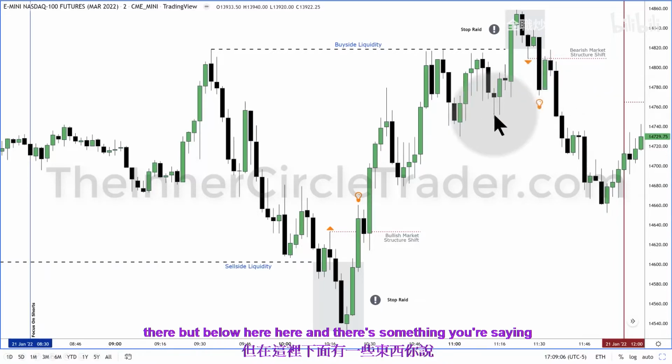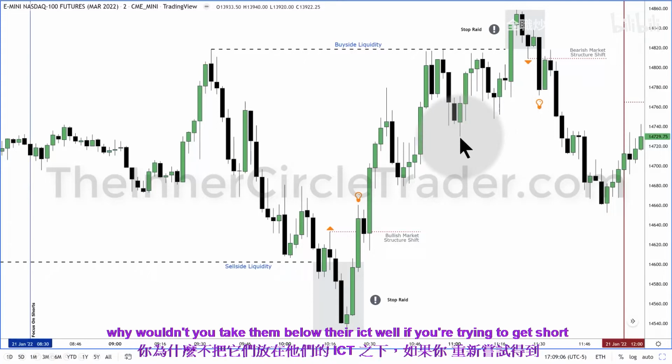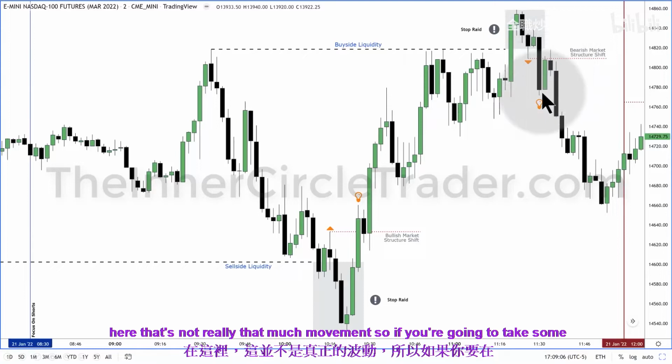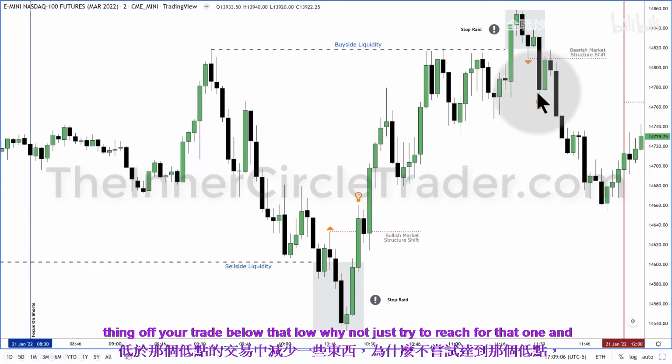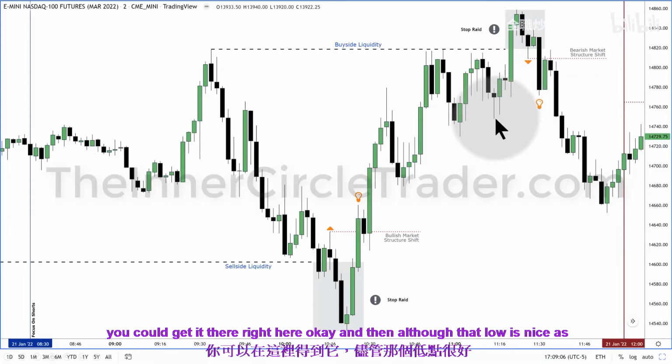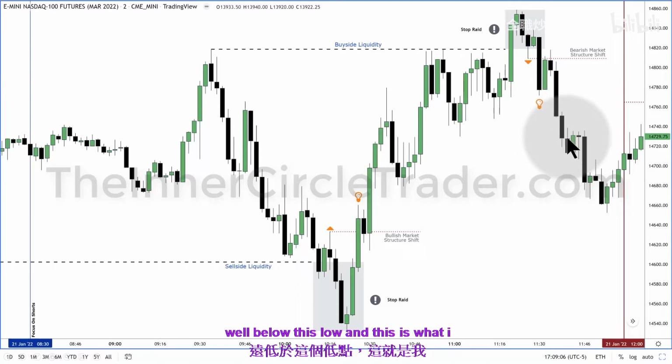I really wouldn't do it there, but below here, here. I know some of you are saying, well, why wouldn't you take them below their ICT? Well, if you're trying to get short here, that's not really that much movement. So if you're going to take something off your trade below that low, why not just try to reach for that one? And you could get it there, right here, okay? And then below that low is nice as well.